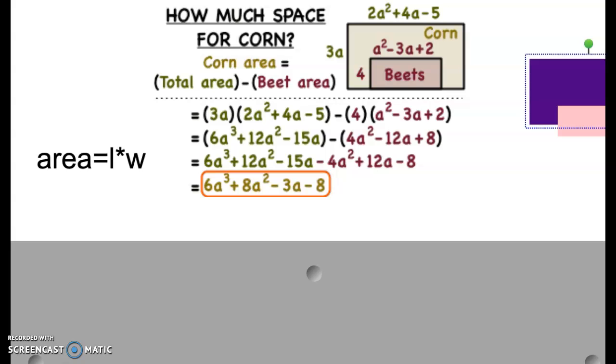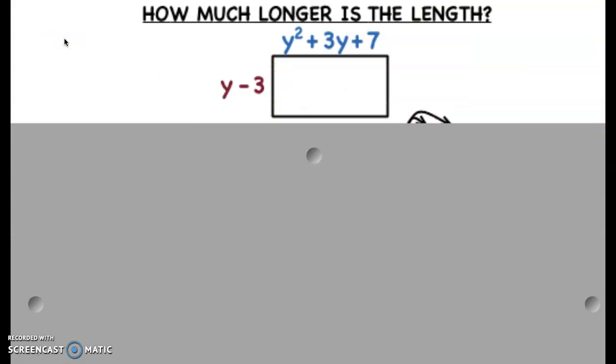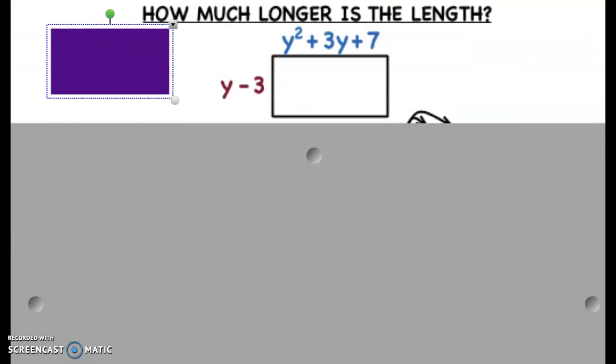Think about this like if I asked you, my length is 10 and my width is 2, right? And I said, how much longer is the length than my width? What would you be doing? 10 minus 2, and you would say my length is 8 inches or whatever longer than my width, right? And that's exactly what we want to do here.